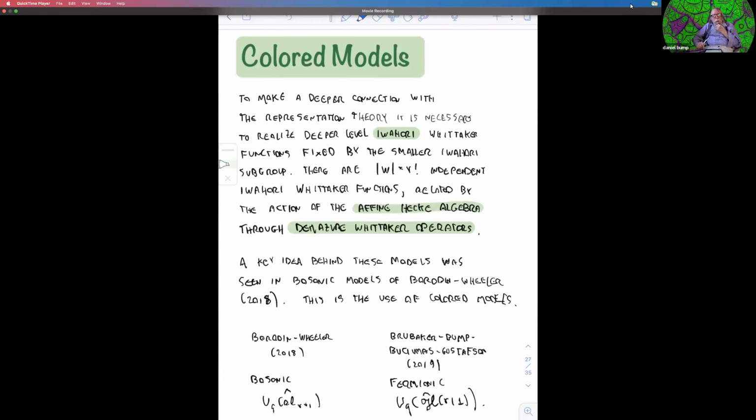Now, these were introduced by Borodin and Wheeler. Possibly they were introduced by other people, but they came to our attention through the work of Borodin and Wheeler. There are two theories, a bosonic theory and a fermionic theory. I understand in the bosonic theory, the relevant quantum group is U_q of \hat{sl}_{r+1}, and in the fermionic theory, the quantum group is this Lie superalgebra.